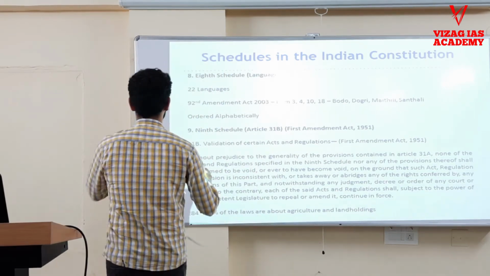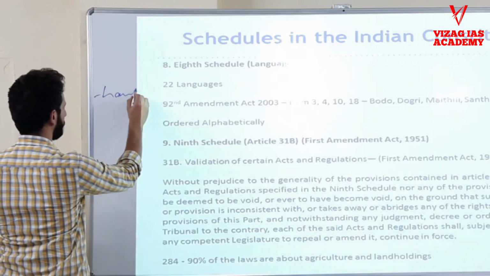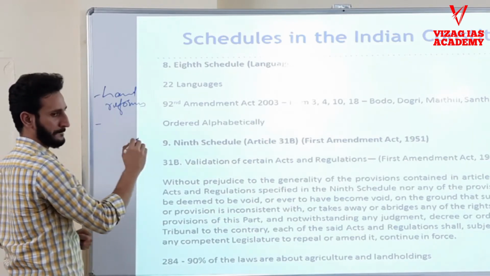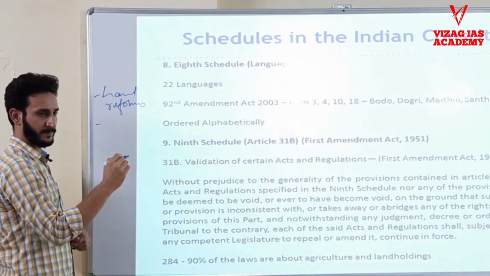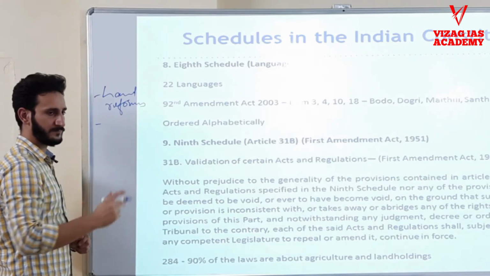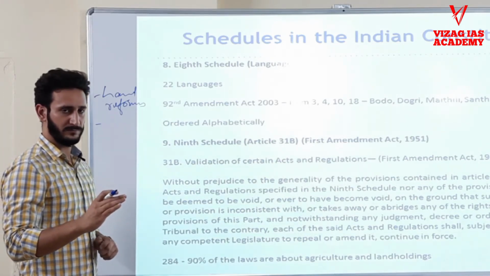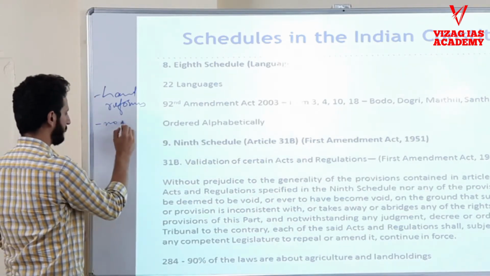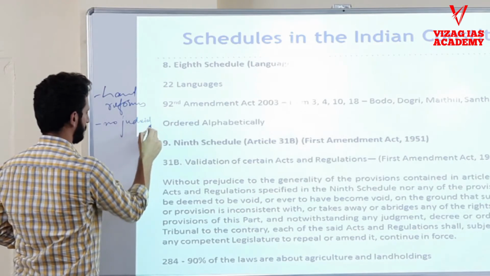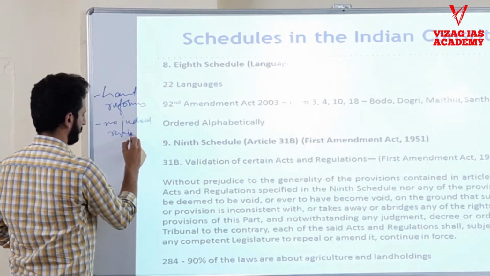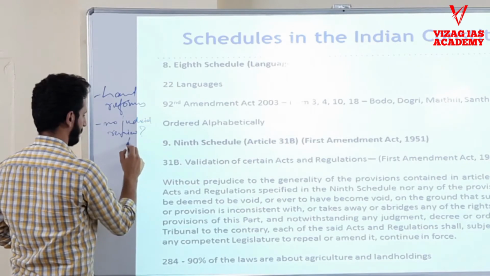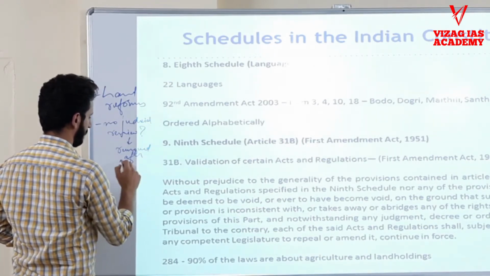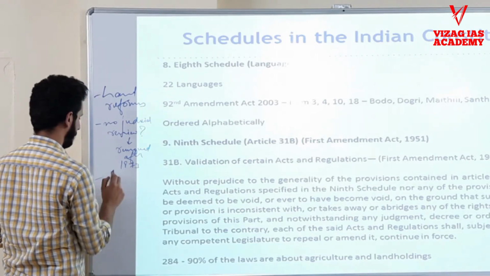Let me write down all your arguments. So I hear land reform, something related to land reforms. After the Bharti case, laws which come under judicial review, sir. Laws that are put under this schedule cannot be scrutinized for judicial review. So no judicial review. After 1973. We moved after 1973. What else?